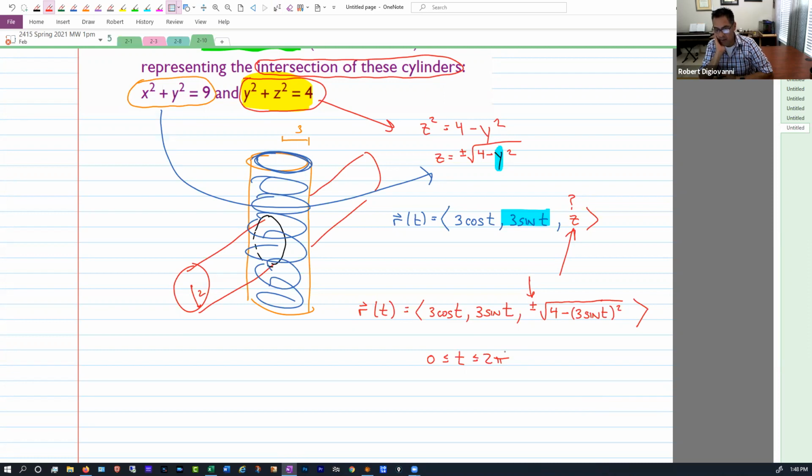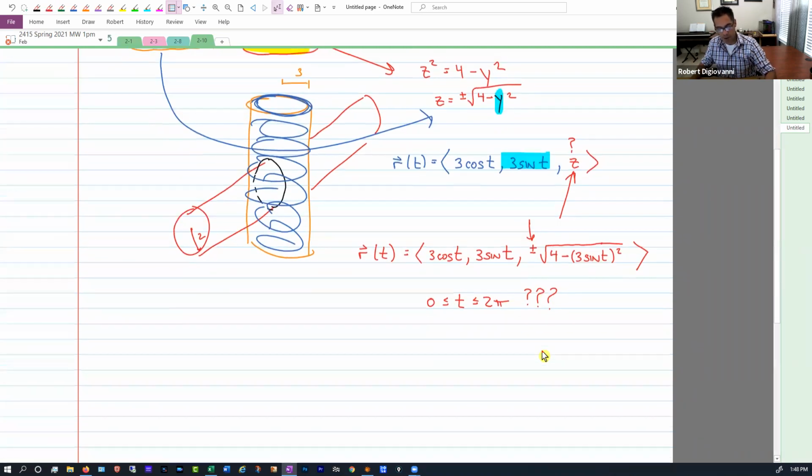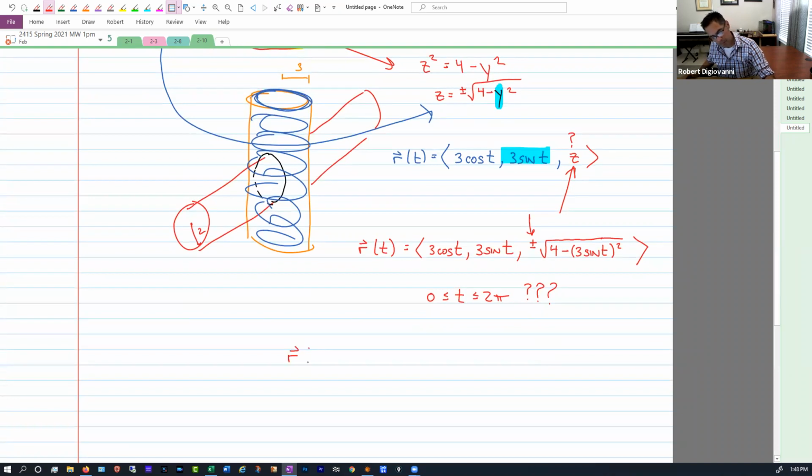Or will it? This is where we have an issue. Is it right to make that your domain? Can we plug in every number between 0 and 2 pi? Maybe I'll do it this way to help you.